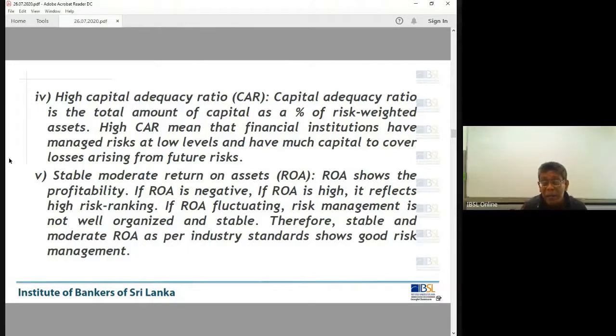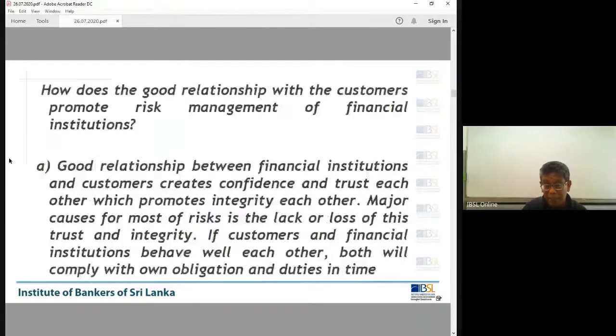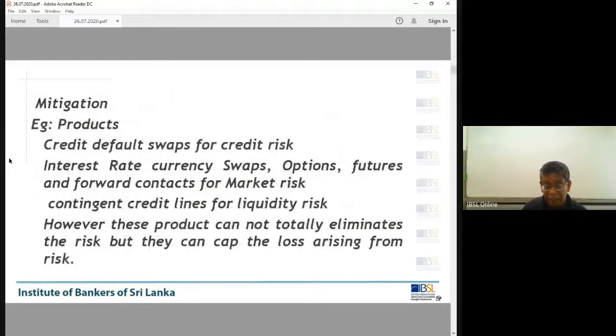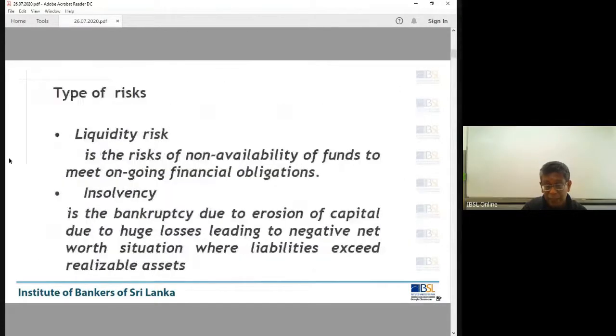Now, if you maintain a high capital adequacy ratio, that means you can absorb any risk, so the bank is not going to become insolvent. Can you remember what is the reason for insolvency? If you remember, we discussed earlier today insolvency, the bankruptcy due to erosion of capital due to huge losses, leading to negative capital.